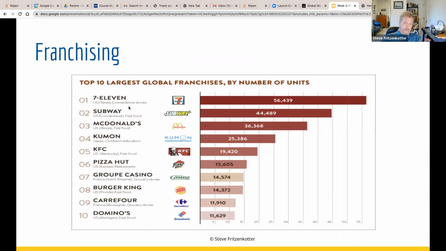These are some of the big franchises around the world. We have them from Japan, from France, from the US, of course, where franchising pretty much started. McDonald's was the first franchise business. This sort of shows you what's going on from the dollar standpoint around the world.